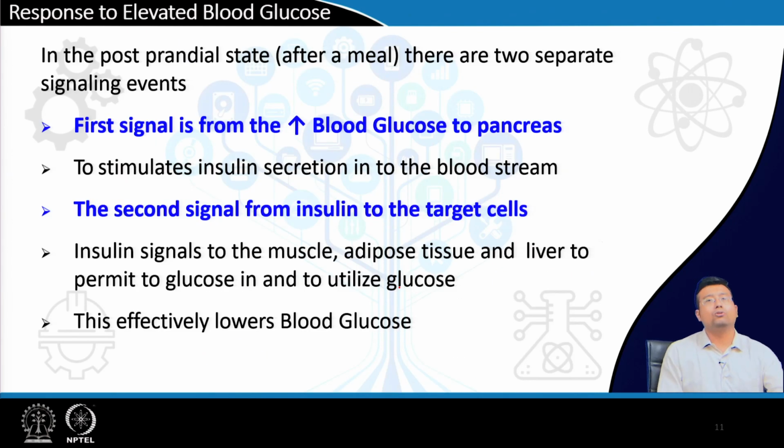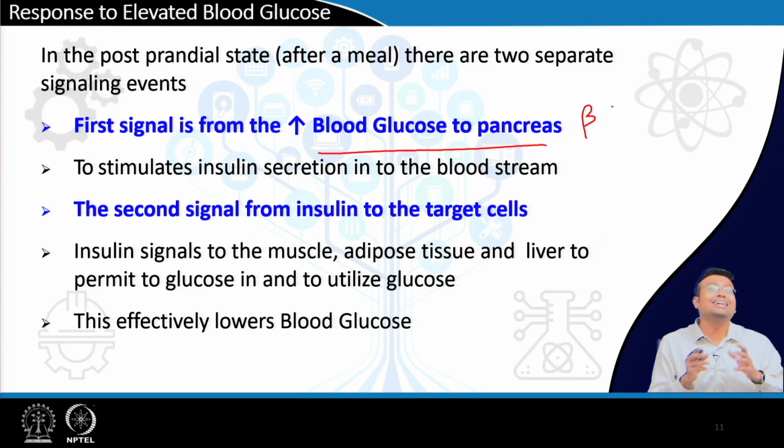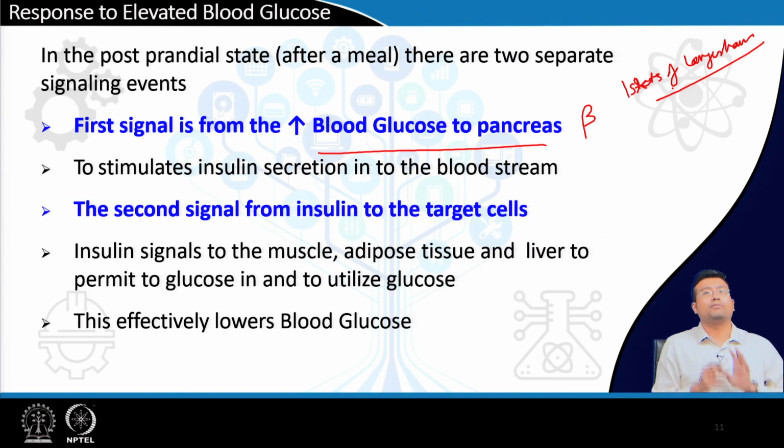What will happen when the blood glucose level is high? When blood glucose level is high, there are two separate signaling events. The first signal is that the very high blood glucose level is given to the pancreas. What does the pancreas do? Beta cells of the islets of Langerhans of the pancreas secrete insulin, and the second signal is from insulin to the target cells. Insulin promotes anabolism.